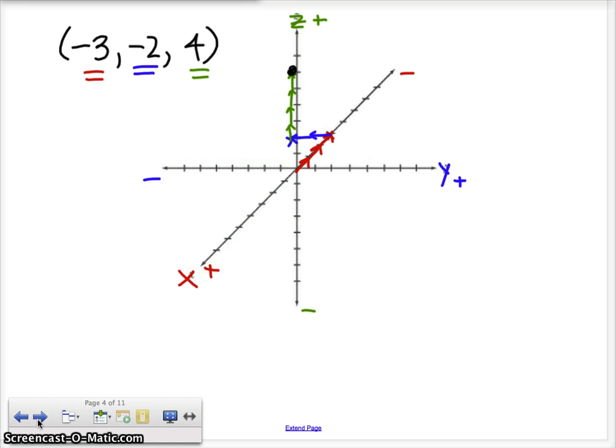Okay, you have 3 more points to plot. -2, 0, -2. -3, 2, 5. And 0, 4, -3. That's what you have to plot. Okay? So do it right now. Give you about, I don't know, let's see, a minute apiece. 3 minutes. Here we go.